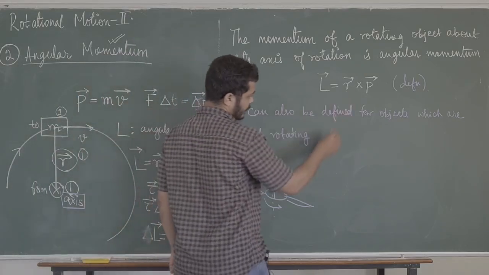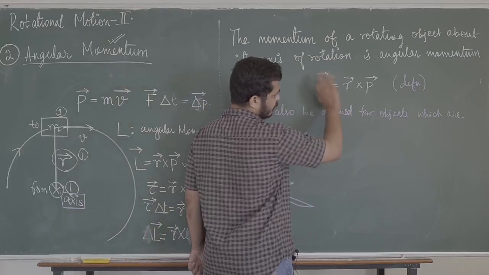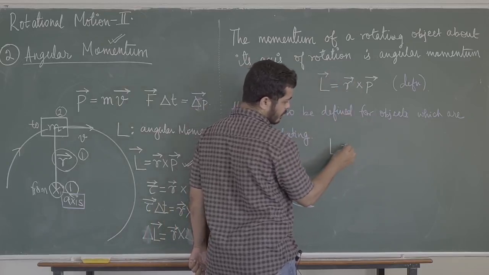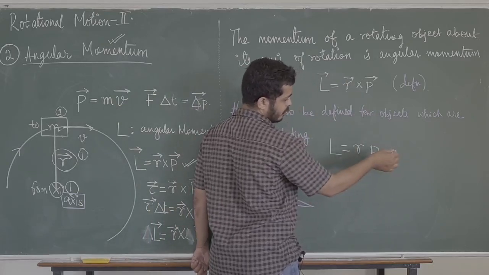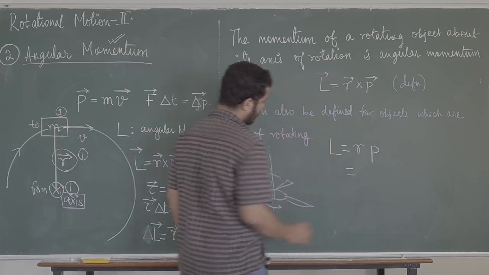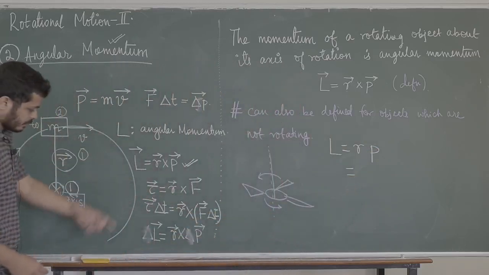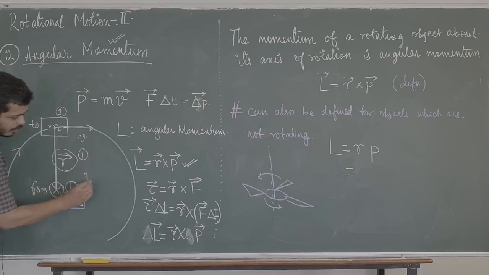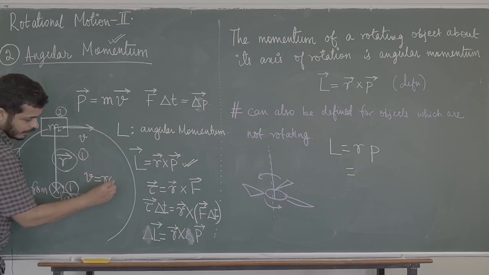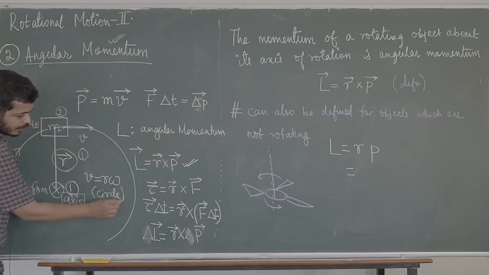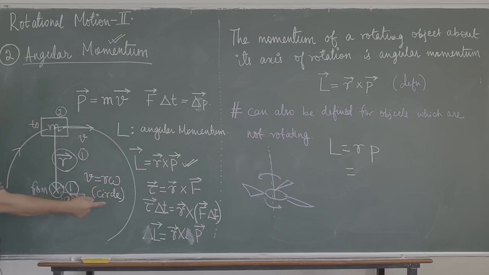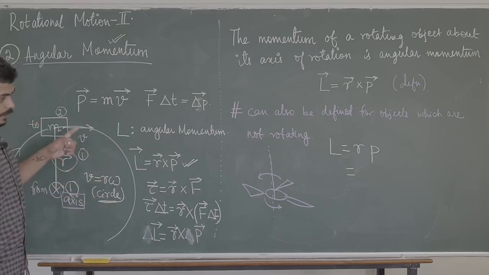So you take r cross p. This is your L. Let's remove the vector and keep things very simple: r cross p means r into p. So what is the value of p? If something is rotating like this, because this is circular motion, you can write v is equal to r omega. This is not because it is rolling. It is because it is moving in a circle. Whenever something is rolling, I won't write circle. But because it is circular motion, v is equal to r omega.